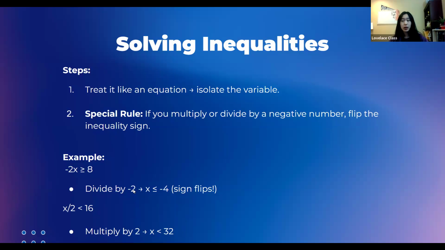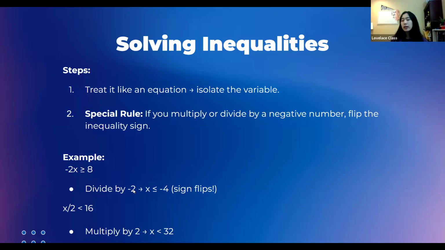And then if you have a greater than sign, you're going to have to flip that to a less than sign. And yeah, that's just flipping signs. So greater than or equal to flips to less than or equal to. And then greater than flips to less than. And then less than flips to greater than. And less than or equal to flips to greater than or equal to.